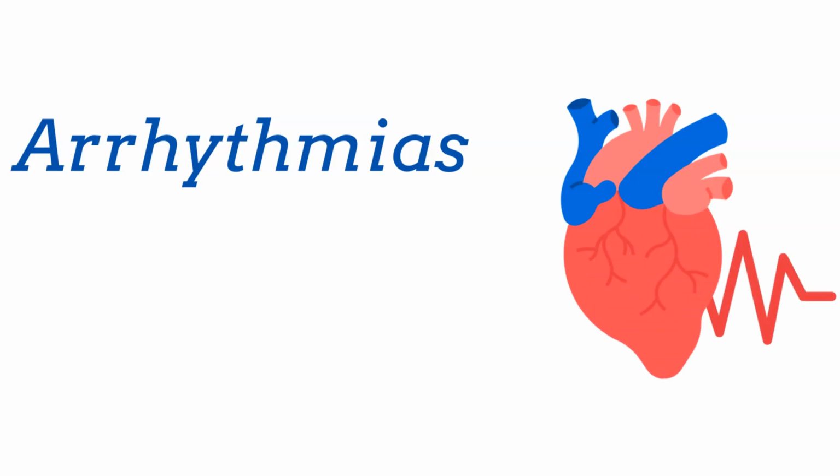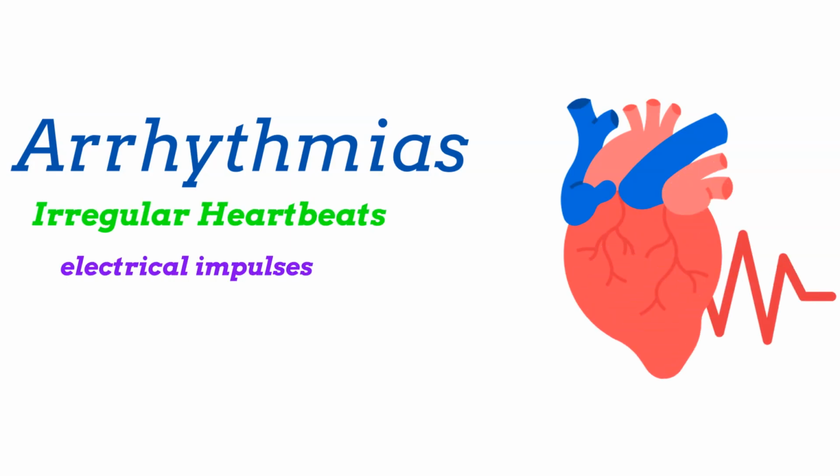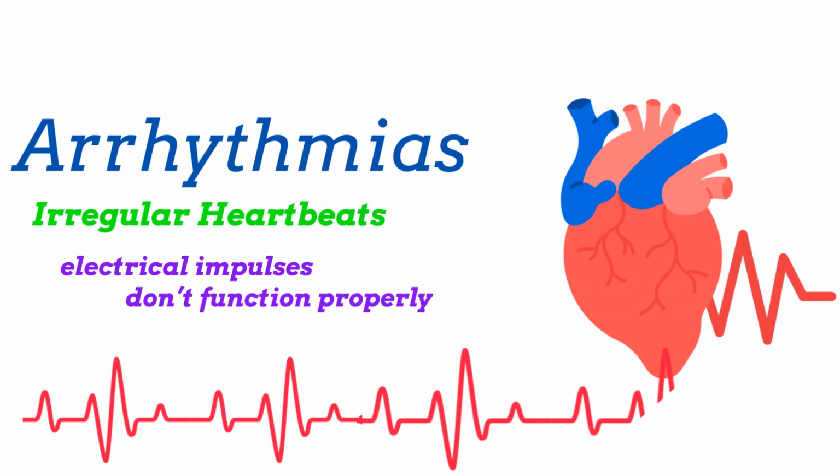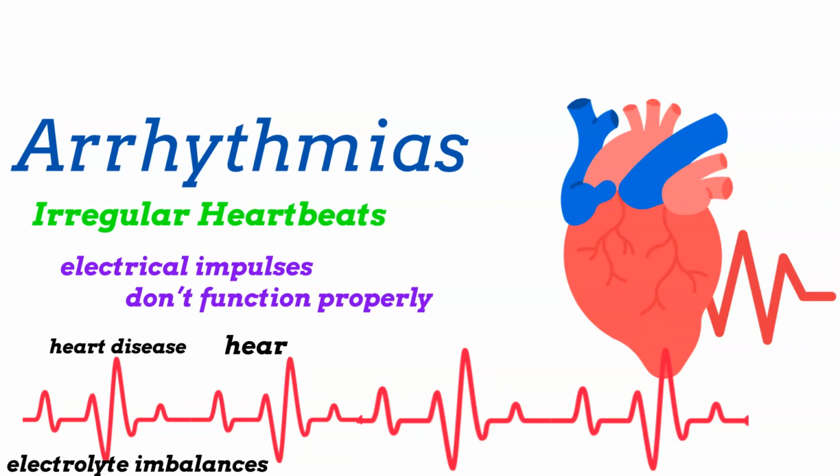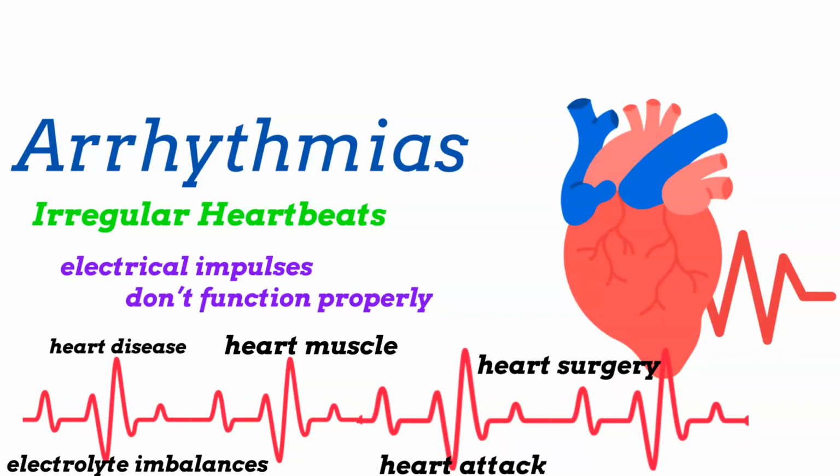Arrhythmias. These are irregular heartbeats that can occur when the electrical impulses that coordinate your heartbeats don't function properly. Arrhythmias can be caused by heart disease, electrolyte imbalances in the blood, changes in the heart muscle, injury from a heart attack, and healing processes after heart surgery. Some arrhythmias are harmless, but others can be life-threatening.